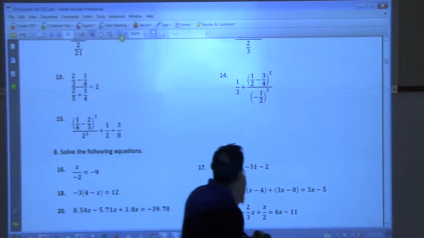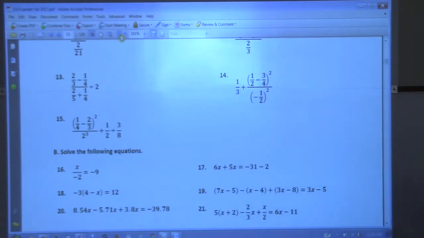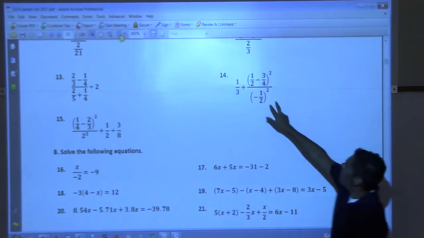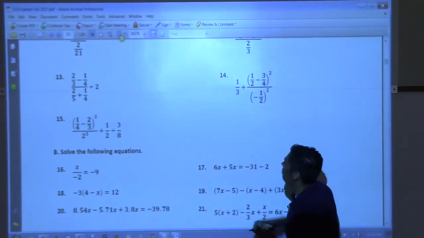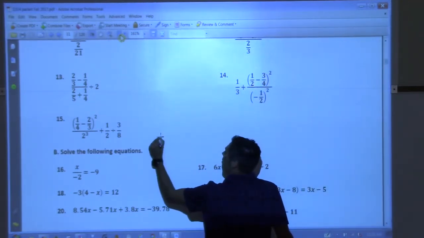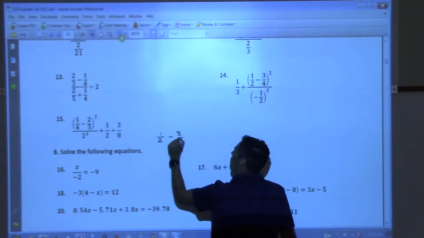All right, yeah, that's a mess. All right, so let's do what's in parentheses first. Agreed? And I'll do what's in the top parentheses to start. So let me just do that on the side here. I'm going to take 1/2. I'm going to subtract 3/4.